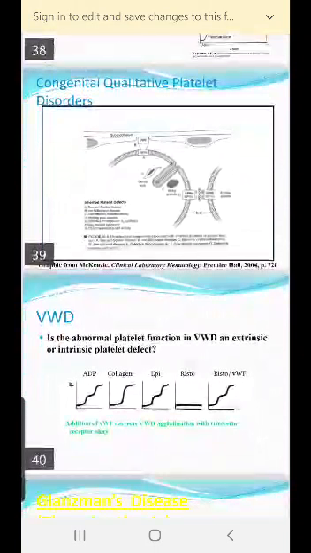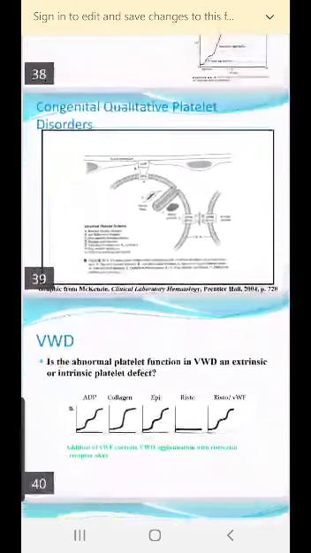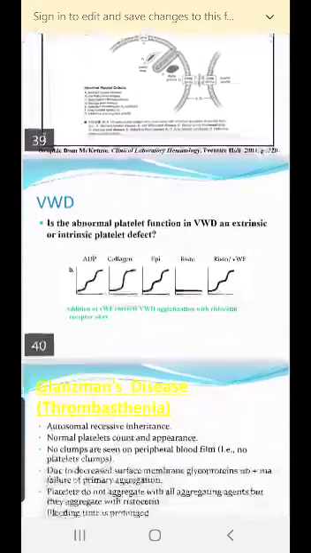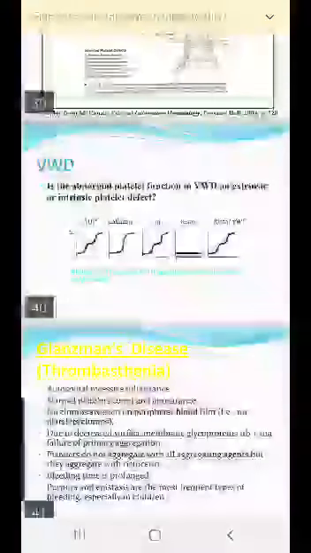Because of the receptors and everything, this slide shows some of the pictures and the diseases which are associated, which is not very important for you, but you should know that these things also exist. Now imagine if there is a defect in the von Willebrand factor. In the platelet aggregation test, it will show a flat curve to ristocetin.